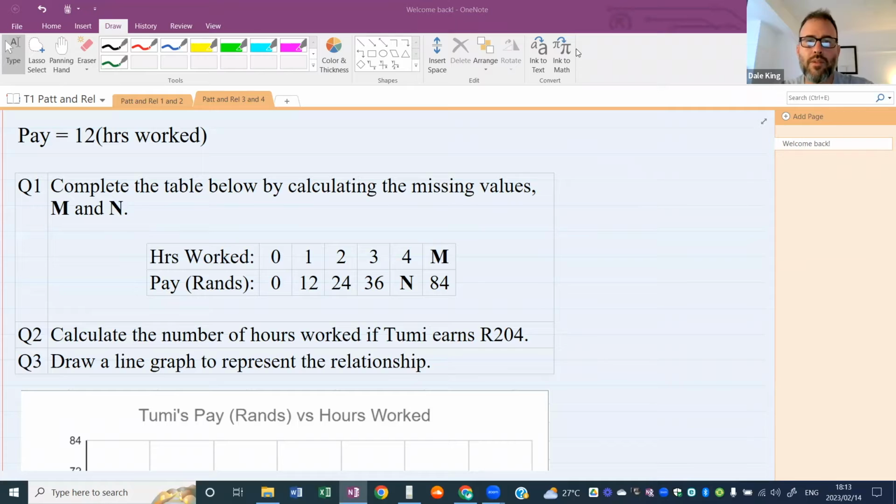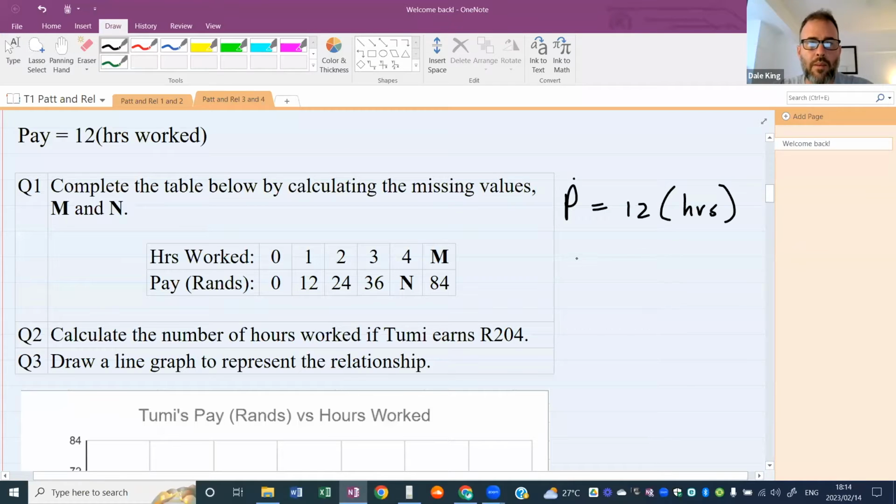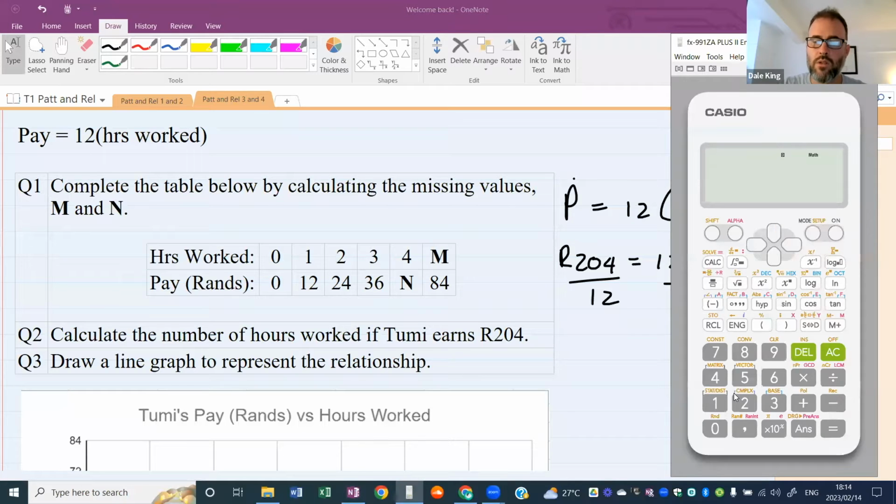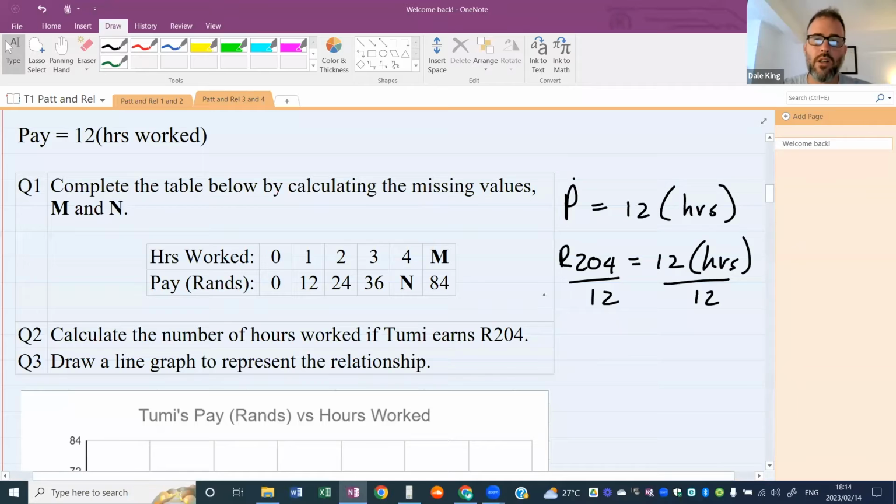All right, we got some answers coming up. Okay, let's have a look. Let's see if your answer is the same. All right, so calculate the number of hours if Tumi earns 204, so that's the pay. So Tumi is paid 204. Okay, so in my formula, I'll put H for hours, or HRS for hours. How many hours if the pay is 204? So 204 has to go on this side of the formula. And we need to work out the hours. Again, we're going to divide by 12. I'm feeling lazy, I'm going to get the calculator to do the work for me. So 204 divided by 12 gives me 17. Very good. All right. So the hours that Tumi worked: 17 hours.